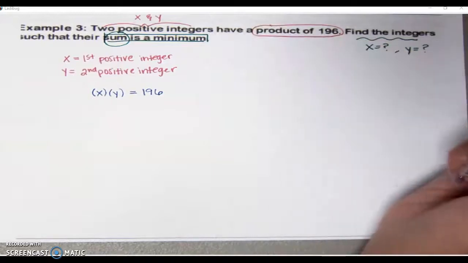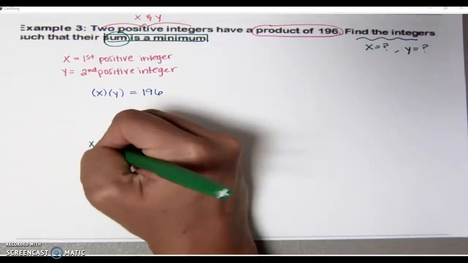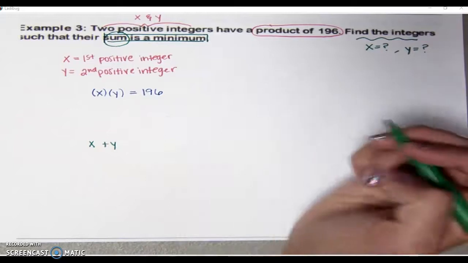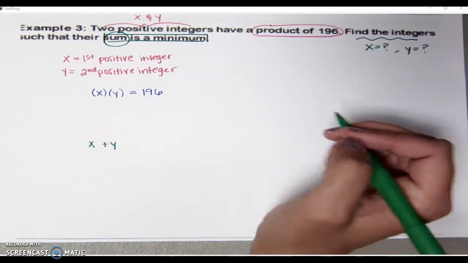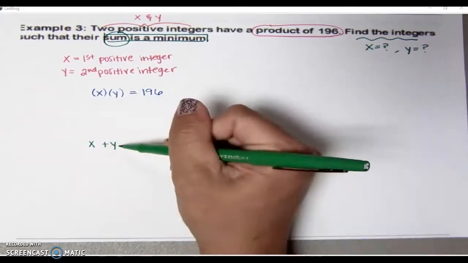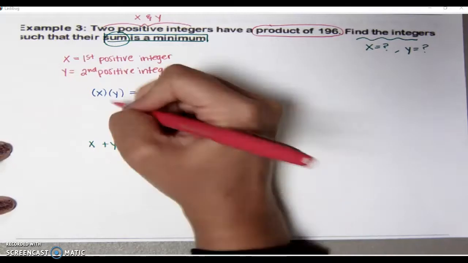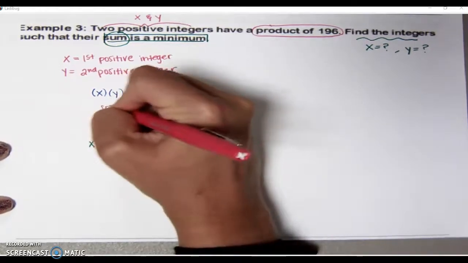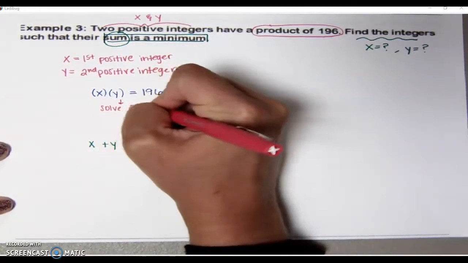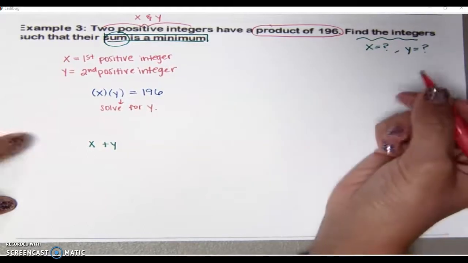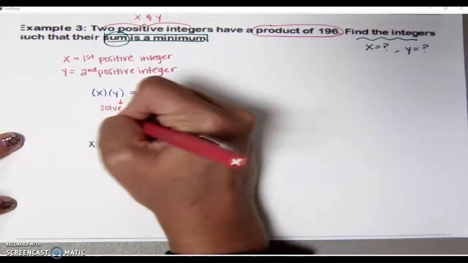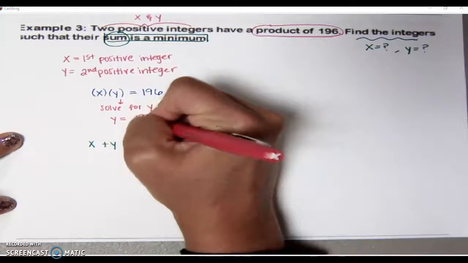So we're trying to find when x plus y is a minimum, because that's going to be their sum. Now, in order to type something in the calculator to graph it, you have to only have one variable. So I'm going to put everything where we just have x's. So we're going to need to solve for y. This way we'll only have one variable. So if I solve for y here, y is going to be 196 over x.